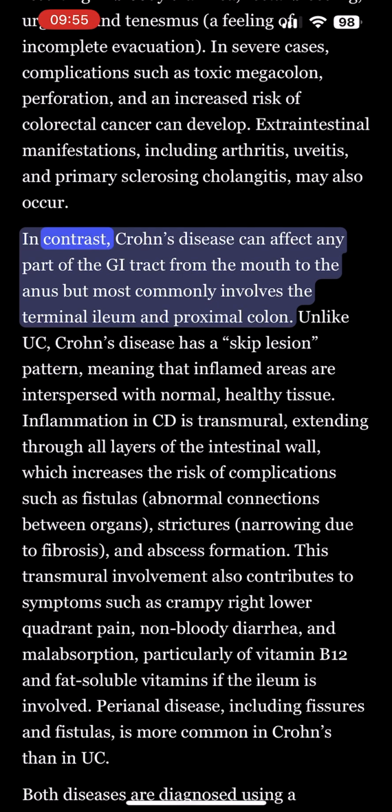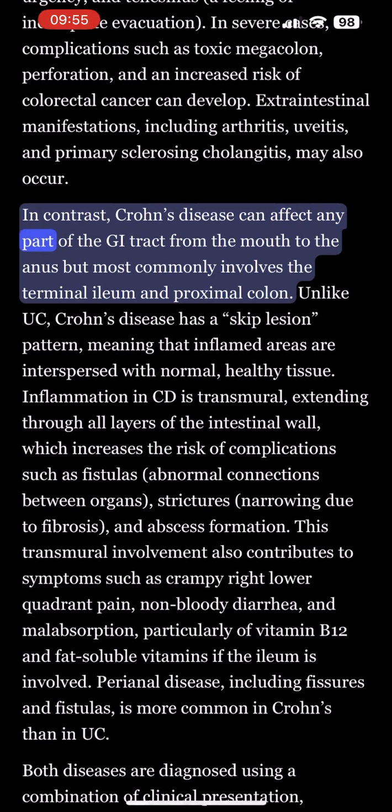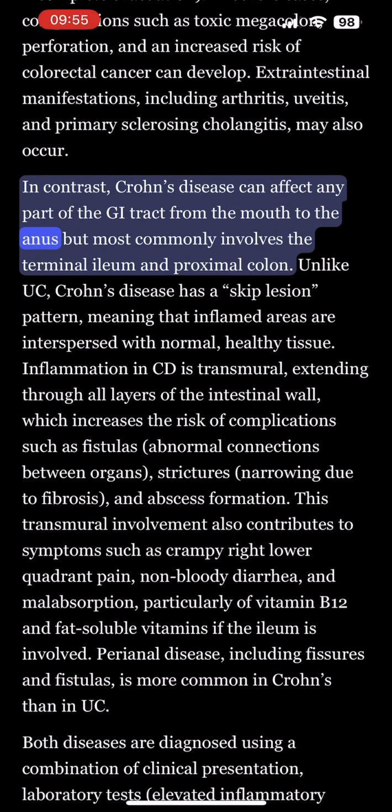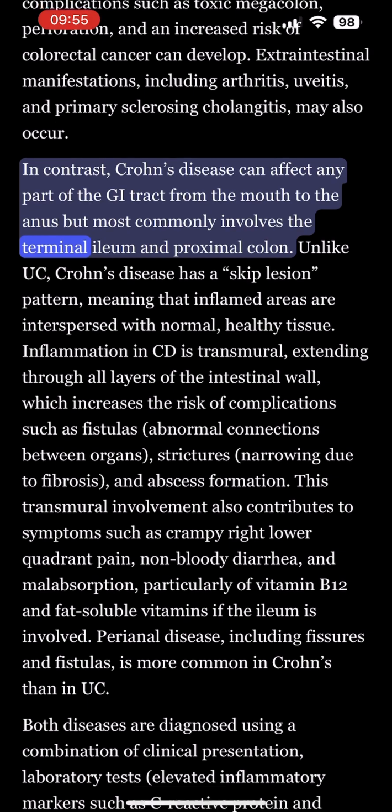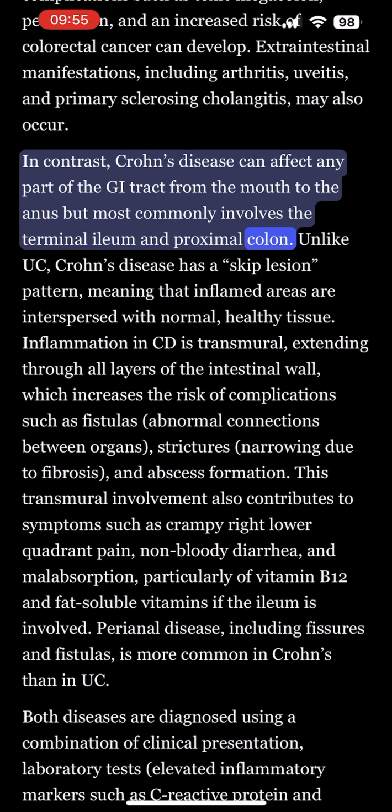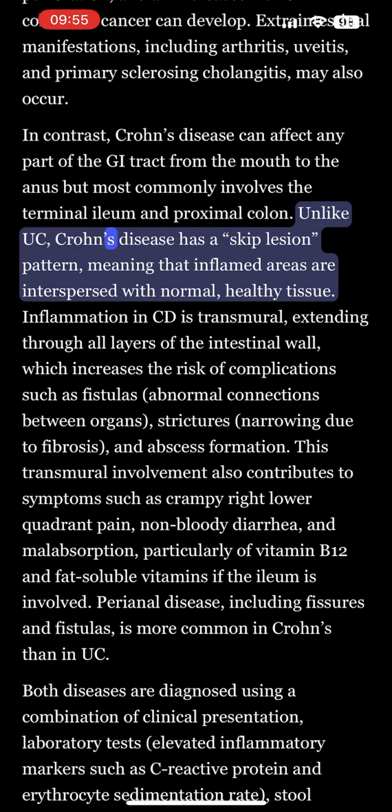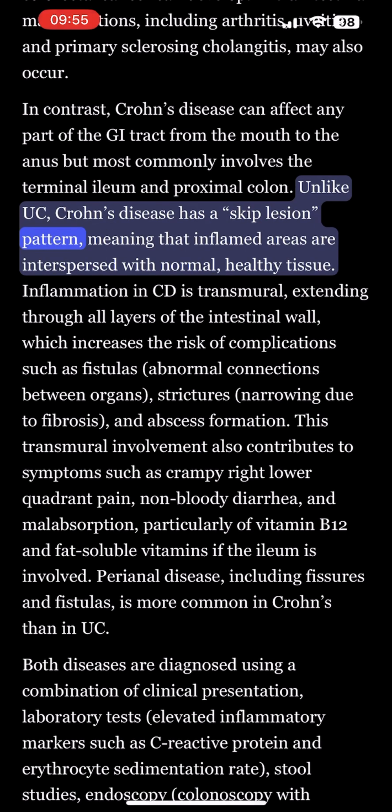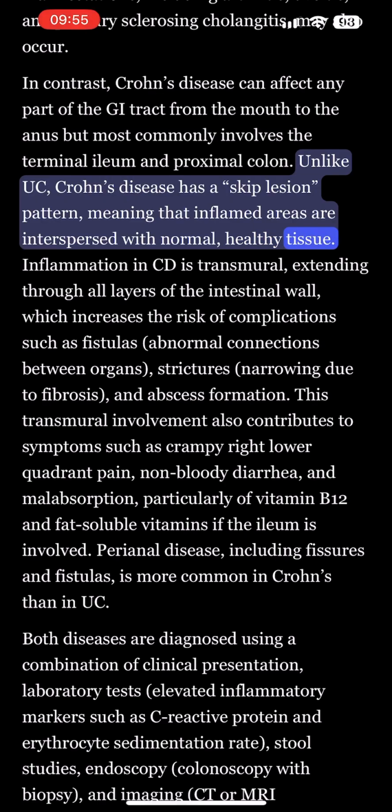In contrast, Crohn's disease can affect any part of the GI tract from the mouth to the anus, but most commonly involves the terminal ileum and proximal colon. Unlike UC, Crohn's disease has a skip lesion pattern, meaning that inflamed areas are interspersed with normal, healthy tissue.